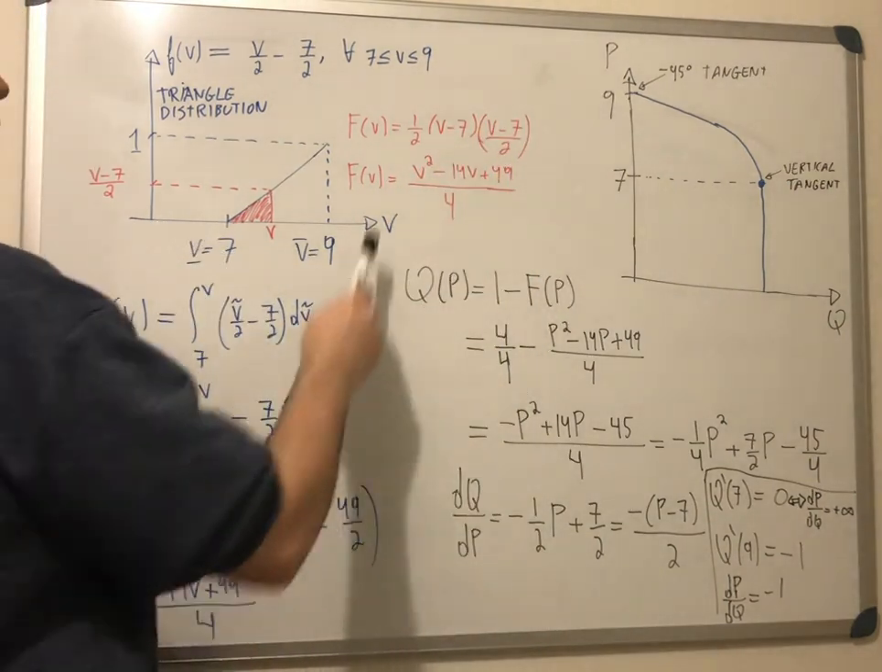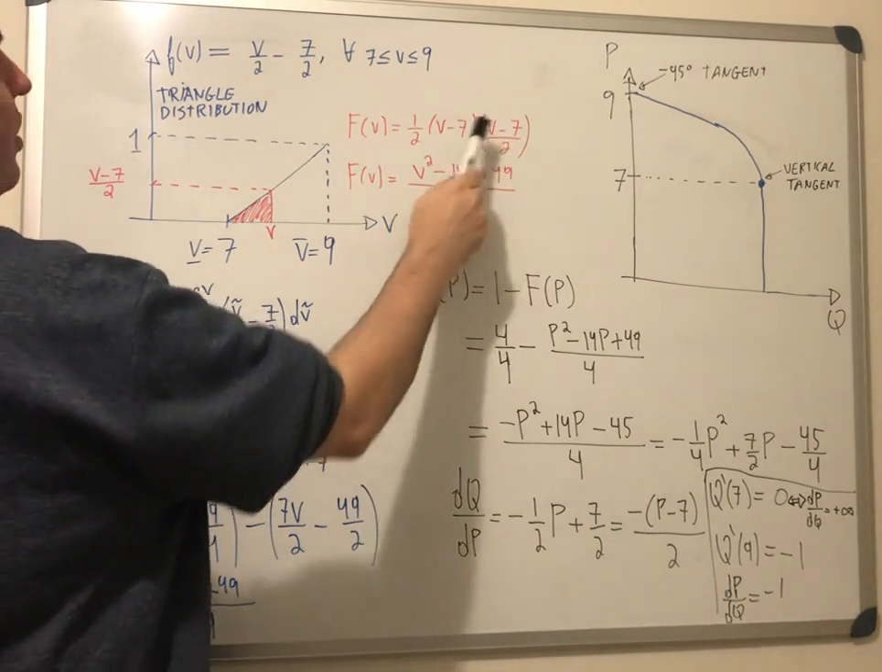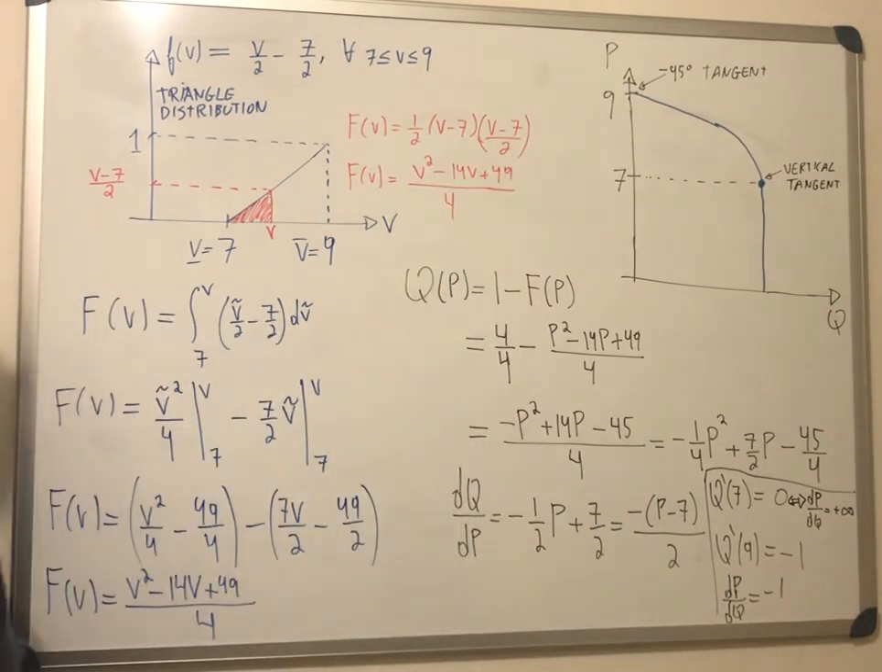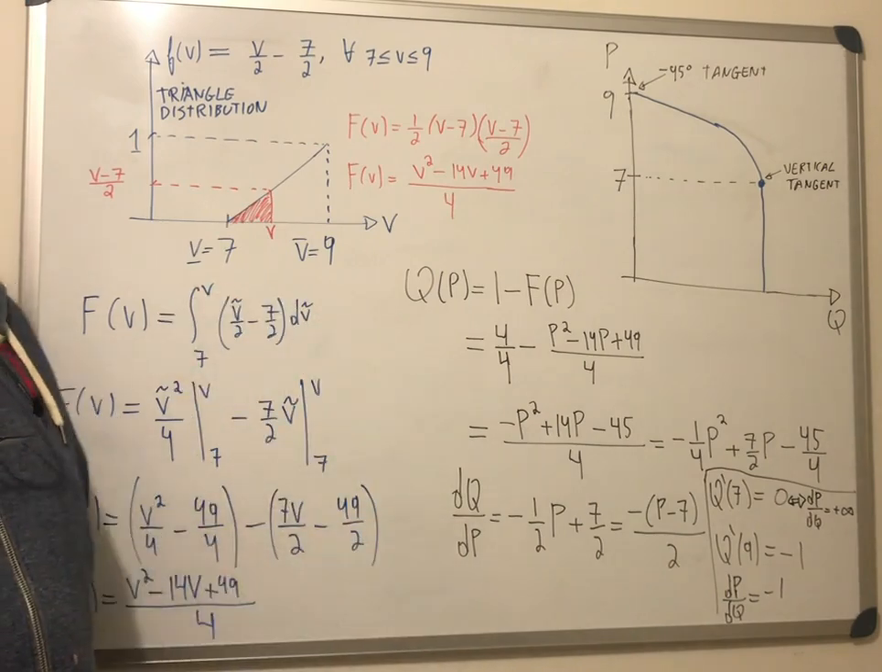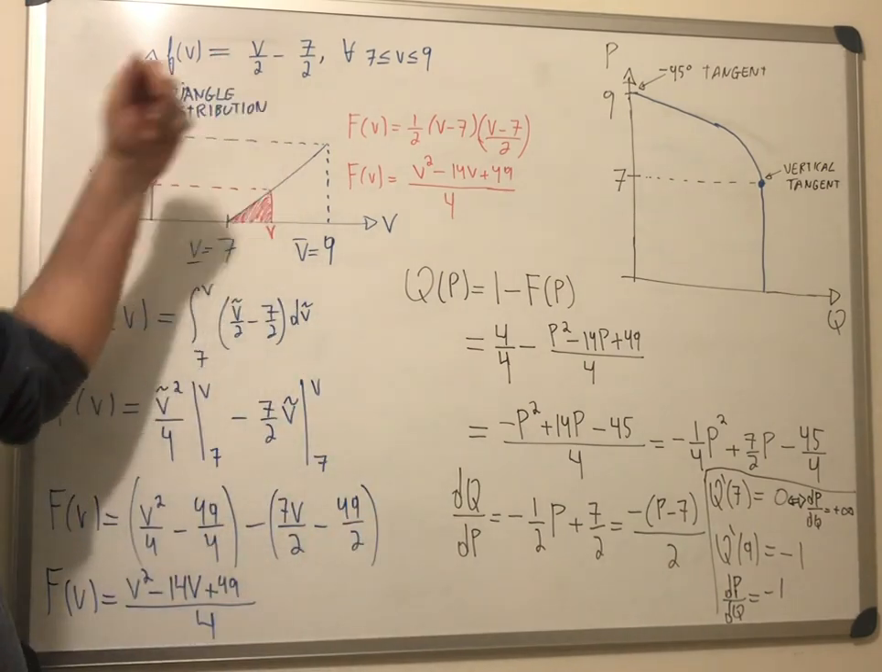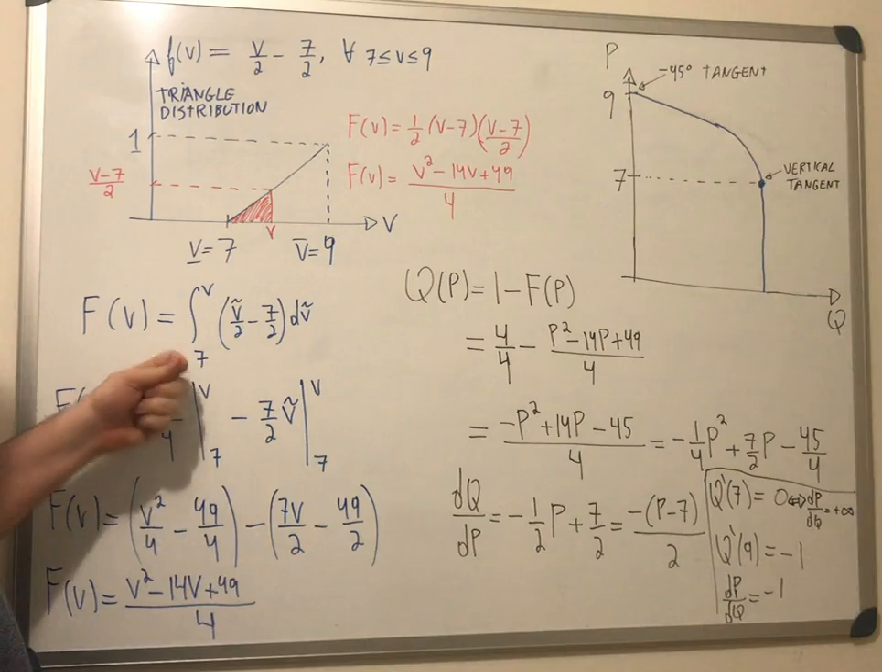If I multiply, I have this formula for the cumulative distribution, the area of this triangle. I can do that because this is a triangle. In general, you cannot use geometry. This could be a curve, so you would have to use integration.